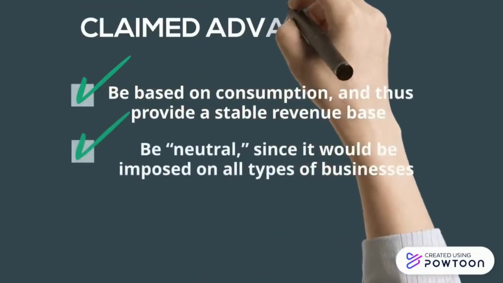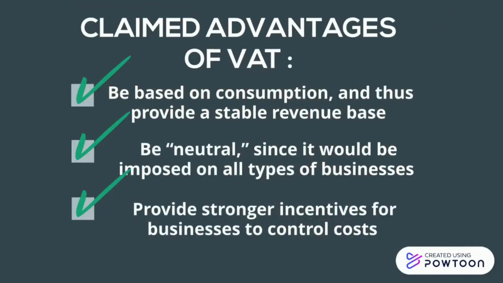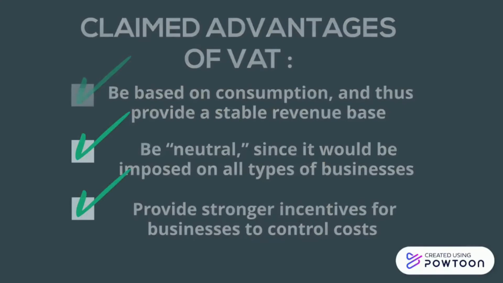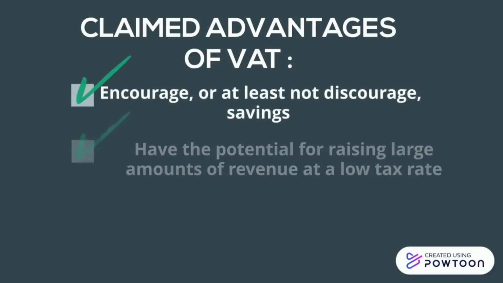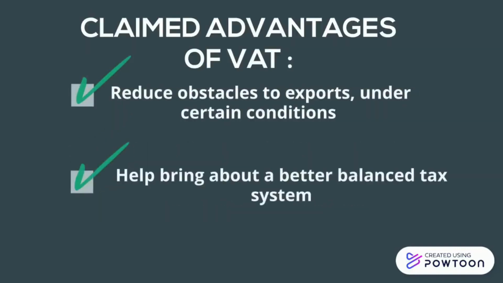Number 1 is to be based on consumption and thus provide a stable revenue base. Be neutral, since it would be imposed on all types of businesses. It provides stronger incentives for businesses to control costs. And it encourages, or at least does not discourage, savings. Have the potential for raising large amounts of revenue at a low tax rate, and it is simple to administer. It reduces obstacles to export under certain conditions, and it helps bring about a better balanced tax system.